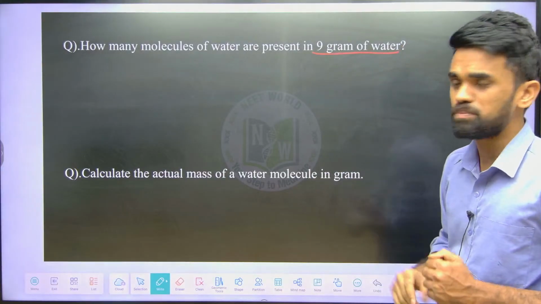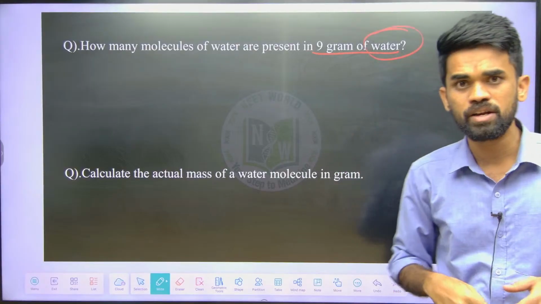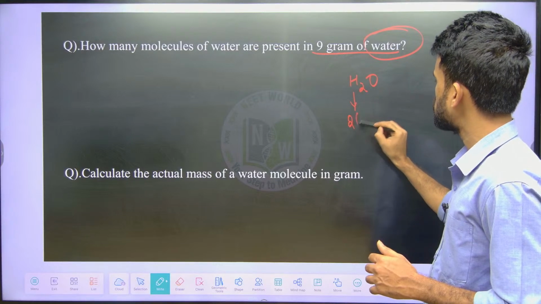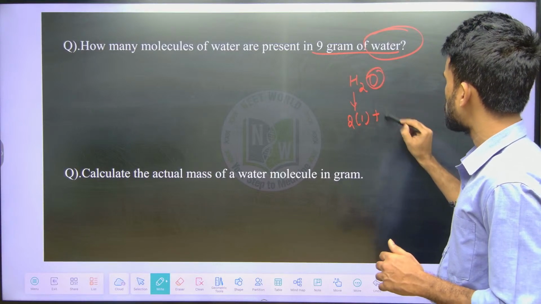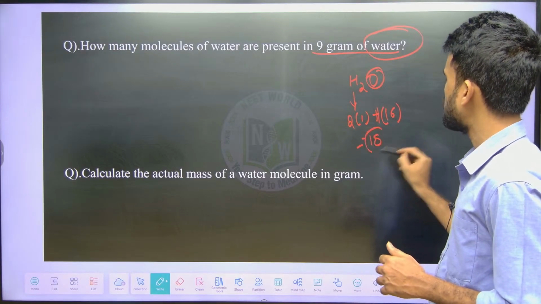This is also simple. The given mass divided by the molar mass of water. What is the molar mass of water? The formula is H2O. So it will be 2 hydrogens, 2 into 1, plus oxygen atomic weight, which is 16. How many oxygen atoms are there? 1. So the total sum is 18 grams per mole.